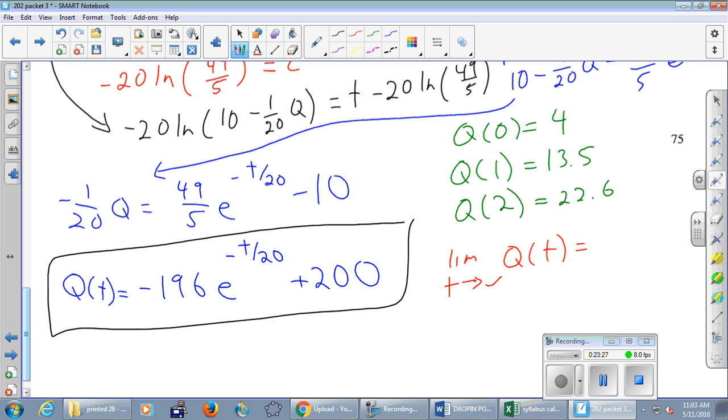Does the formula predict the same 200? If t gets really big, e to the negative really big goes to 0. So that first part doesn't do anything. So our intuitive 200 is confirmed by our formula. Okay, that's good. Next page.